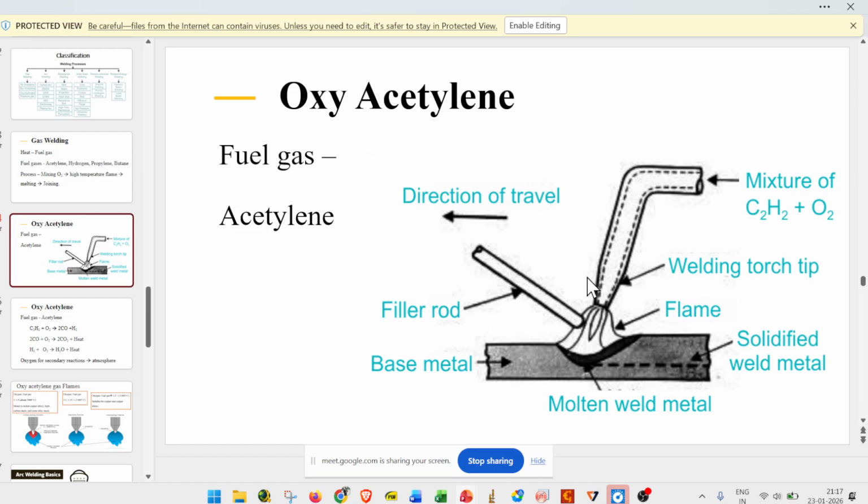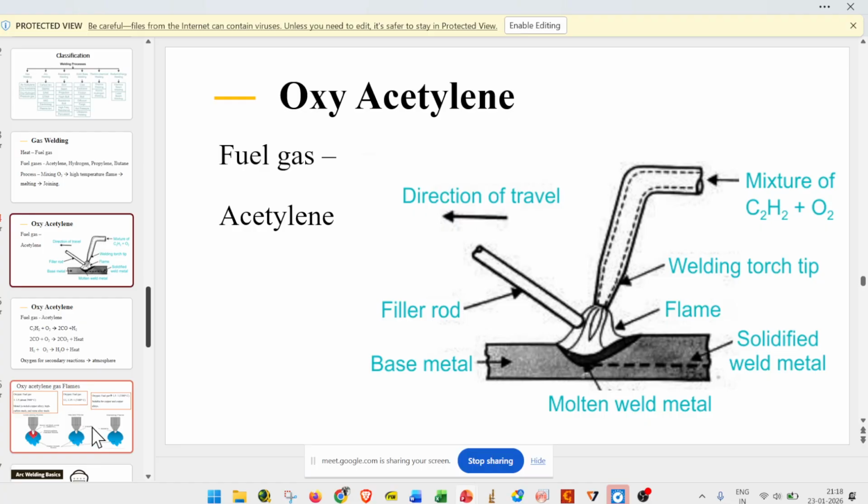Once the fuel and oxygen mix in this chamber and get ignited, the flame will be generated. We will provide a filler rod, and that flame, that heat, will make the filler rod melt, and the joining will take place.